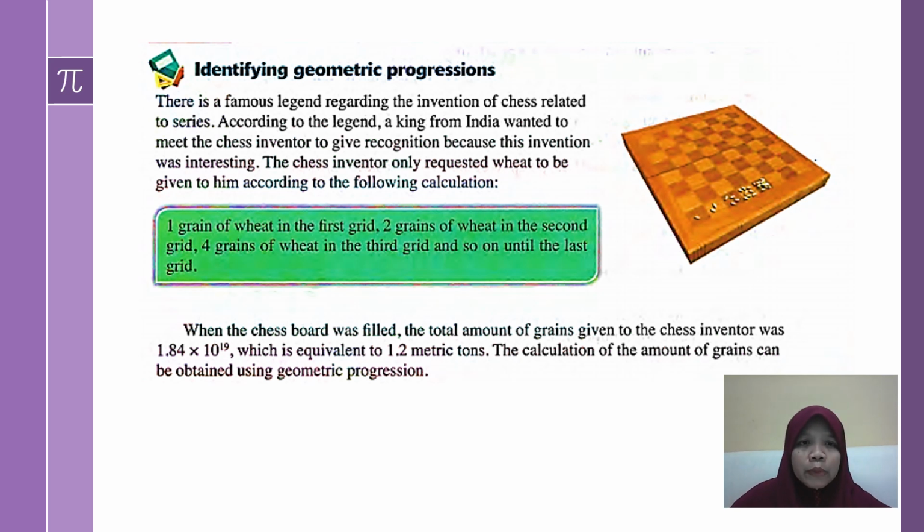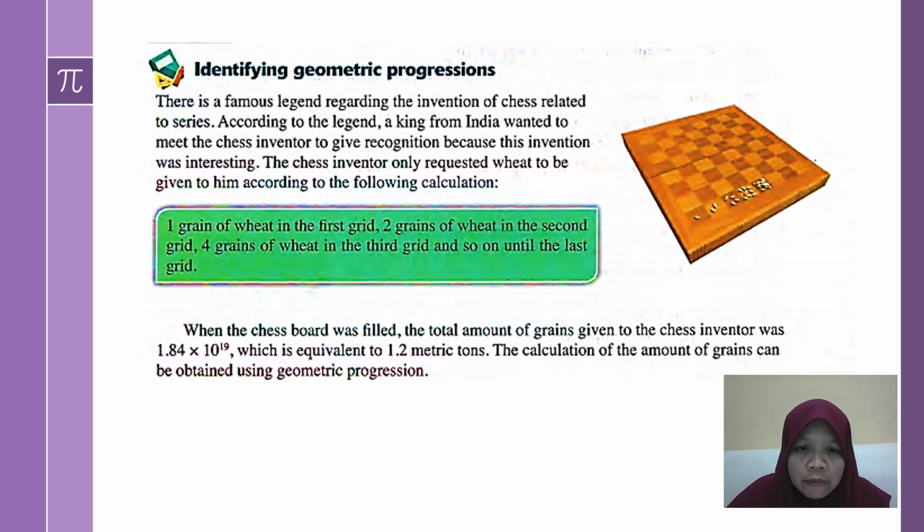Identifying geometric progression. There is a famous legend regarding the invention of chess related to series. According to the legend, a king from India wanted to meet the chess inventor to give recognition because this invention was interesting. The chess inventor only requested wheat to be given to him according to the following calculation: 1 grain of wheat in the first grid, 2 grains of wheat in the second grid, 4 grains of wheat in the third grid, and so on.